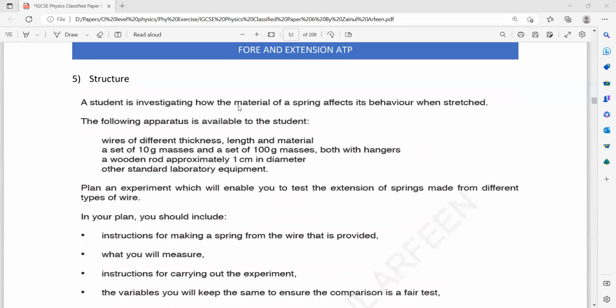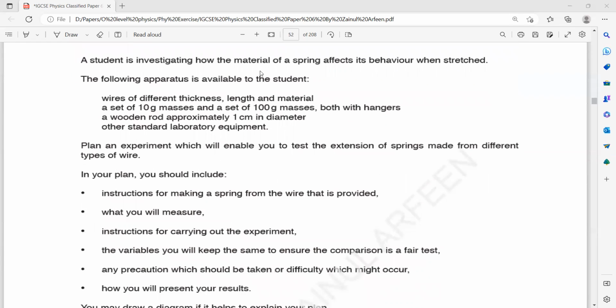Then question 5: the student is investigating how the material of a spring can affect its behavior when it is stretched. The following apparatus is available: wires of different thicknesses, lengths and materials, a set of 10 gram masses and a set of 100 gram masses. What does it mean? A set of 10 gram masses means you can have 10, then add 2 of them, 20, then add 3 of them, it becomes 30. And a wooden rod approximately 1 centimeter in diameter.